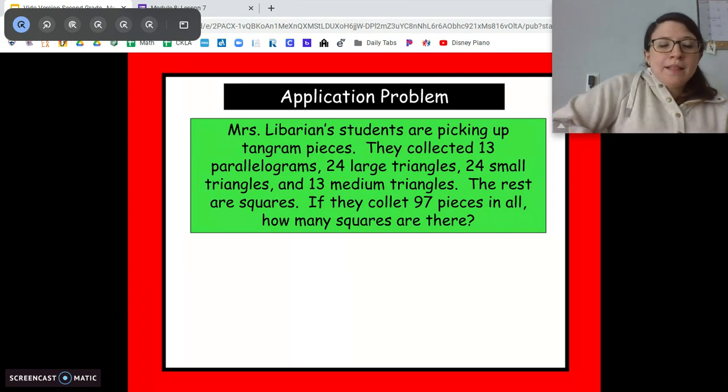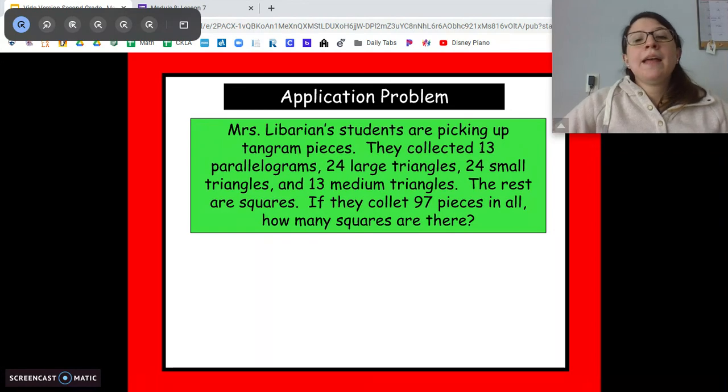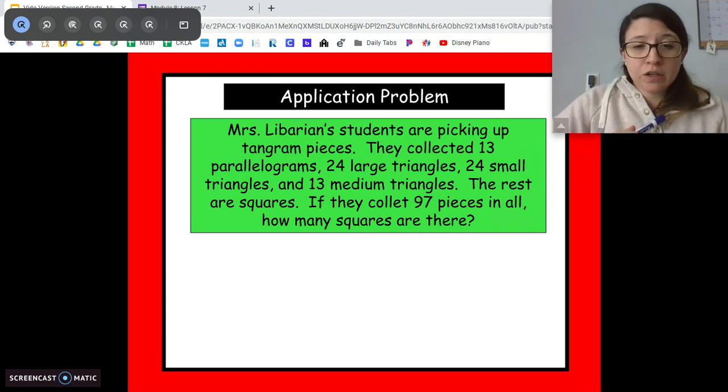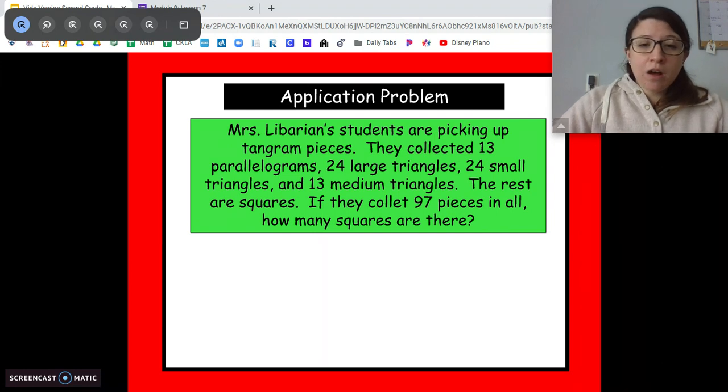Here we go. Mrs. Librarian students are picking up tangram pieces. They collected 13 parallelograms, 24 large triangles, 24 small triangles, and 13 medium triangles. The rest are all squares. If they collect 97 pieces in all, how many squares are there?